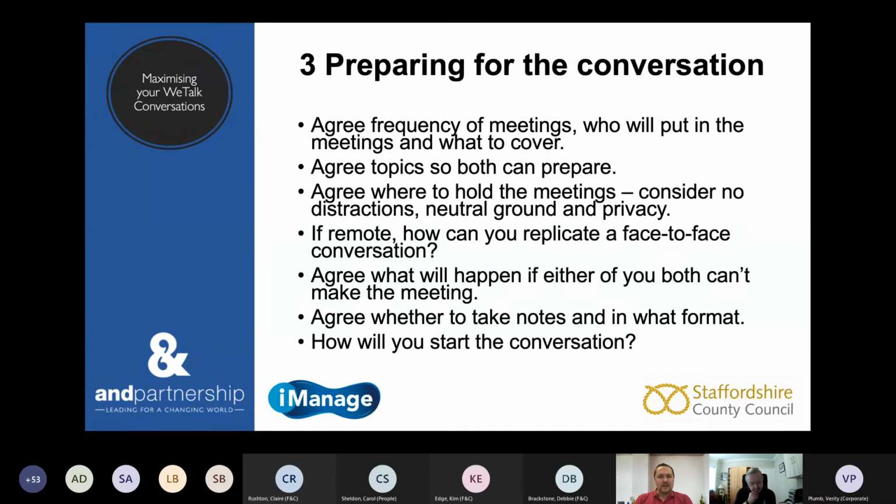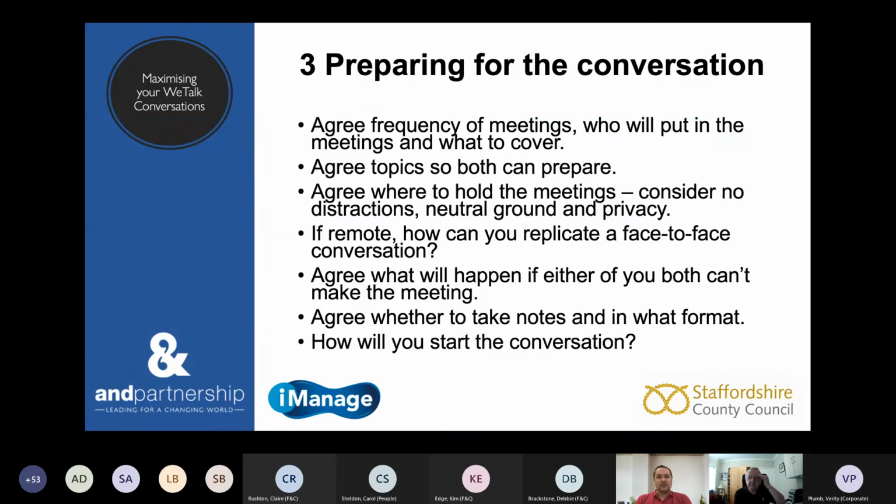So, you know, that can be really, really negative. So try and agree a process on what will happen next. Who's going to arrange the meeting if it is postponed? Another part of this is agreeing whether to take notes and in what format. And I think that's an important one.